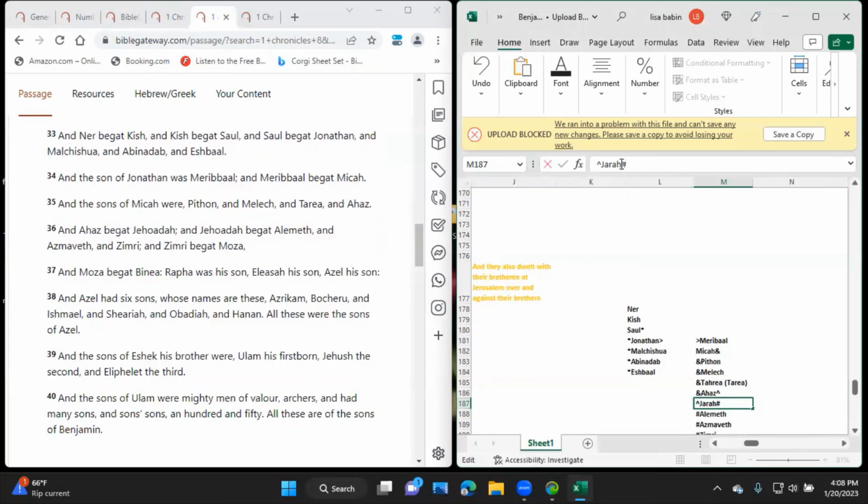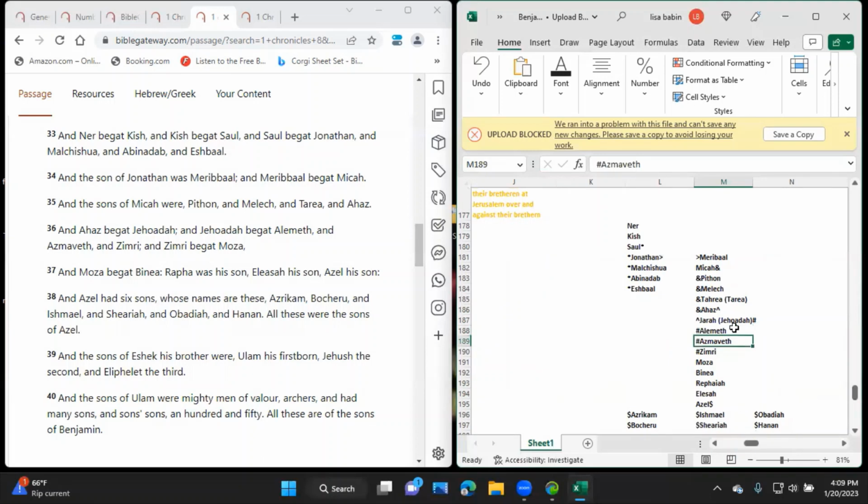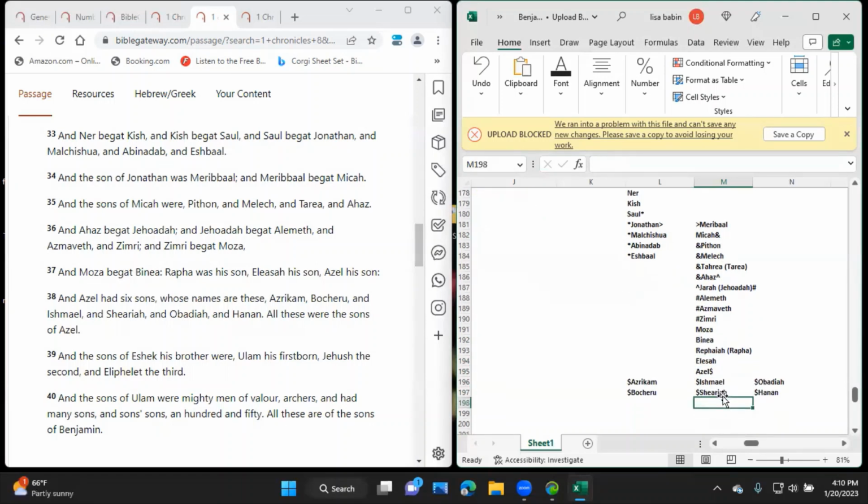Continuing, verse 36. And Ahaz begat Jehoaddah. And Jehoaddah begat Alemeth, and Azmaveth, and Zimri. And Zimri begat Moza, and Moza begat Binea, Raphah, his son, Eleasah, his son, Azel, his son. Azel had six sons, whose names: Azrikam, Bokeru, Ishmael, Sheariah, Obadiah, and Hanan. All these were the sons of Azel.